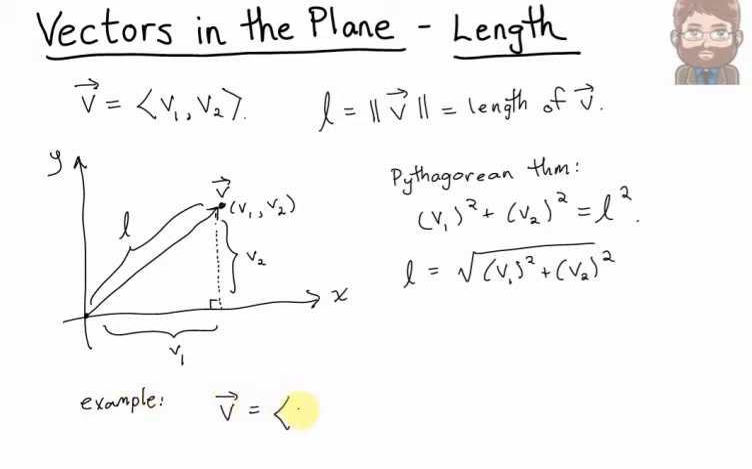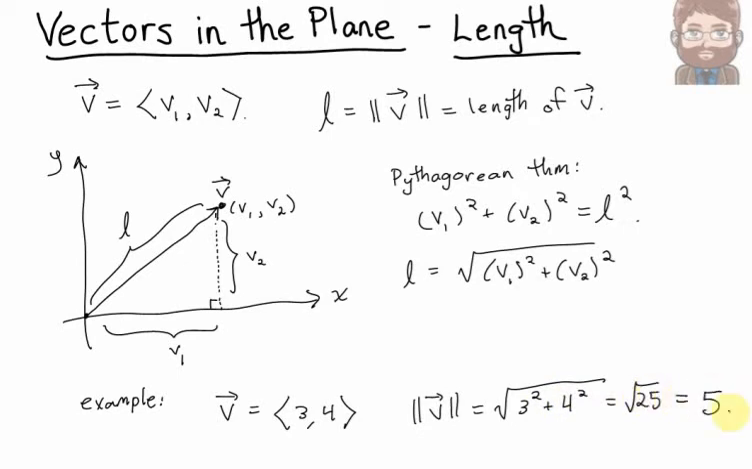For instance, if the vector v is given by 3, 4, the length of v is the square root of 3 squared plus 4 squared. And that's the square root of 25, which turns out to be 5. Lengths are often not whole numbers, but that one was. Now, some properties of the length of vectors.